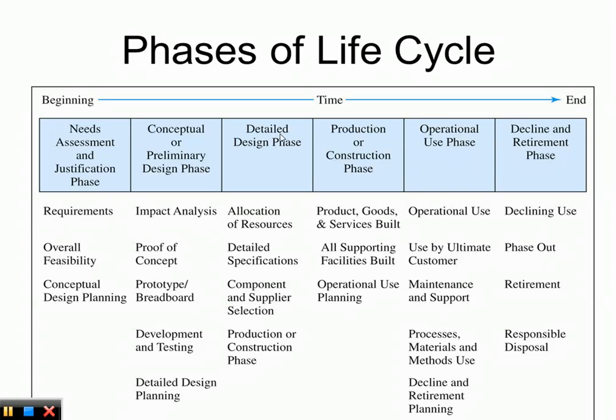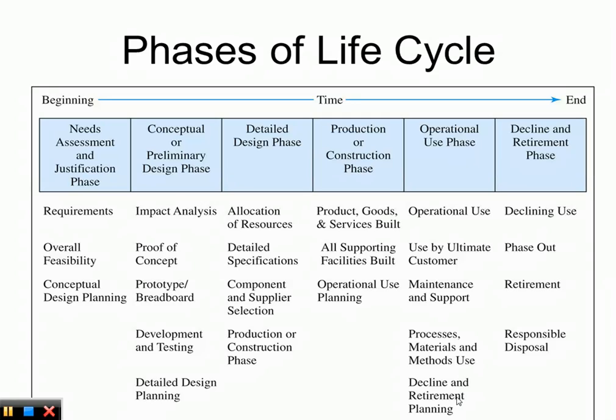In the third phase, which is the detailed design phase, we'll do allocation of resources, detailed specifications, component supplier selection, and production or construction planning. As we move to the production and construction phase, here we have the product, goods and services built, all supporting facilities built, and operational use planning. When we continue to the operational use phase, of course, we do the operational use of the product: use by the ultimate customer, maintenance and support, processes, materials and methods use, and decline and retirement planning.